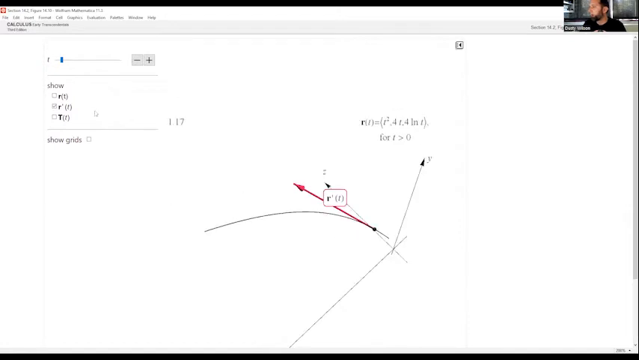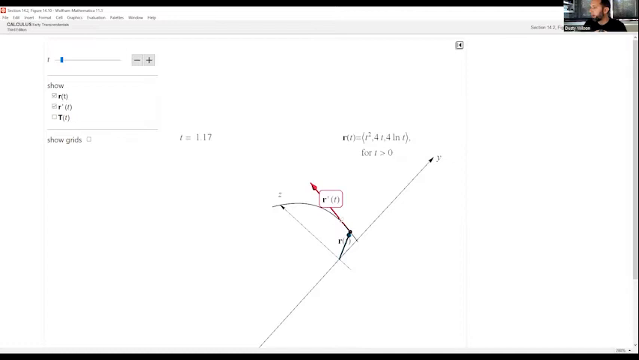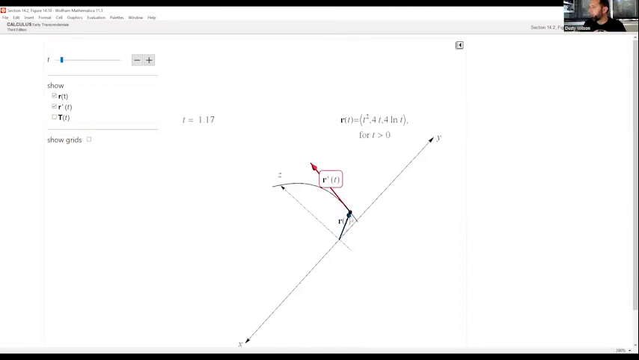So r goes from the origin out to the curve, but then r prime starts on the curve and continues out, and its length is given by the derivatives of all the components, when you find the length of that vector.